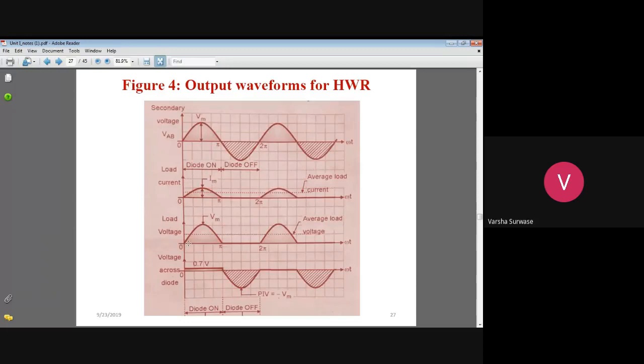Have you understood this functioning of the half wave rectifier? Have you understood? Yes, ma'am. Reply to me, please.